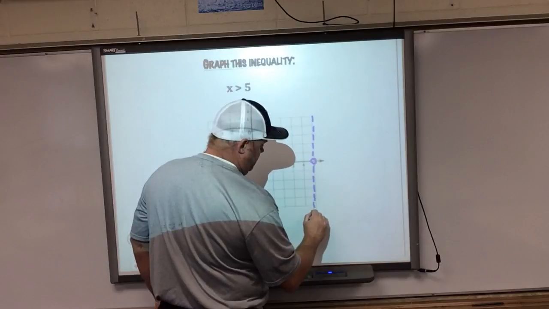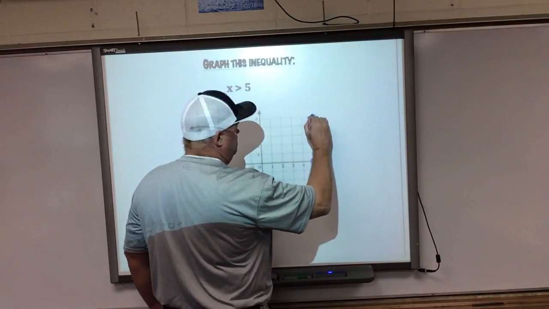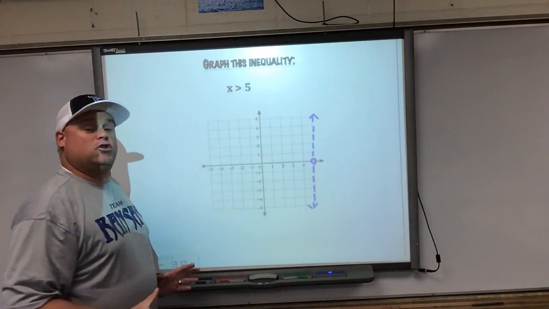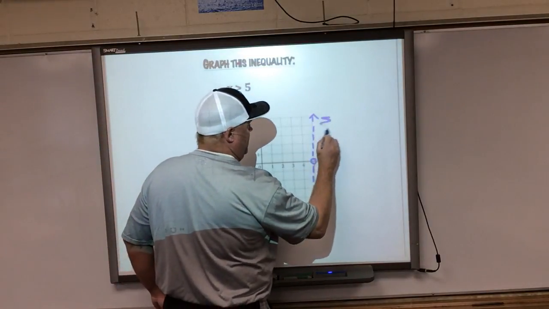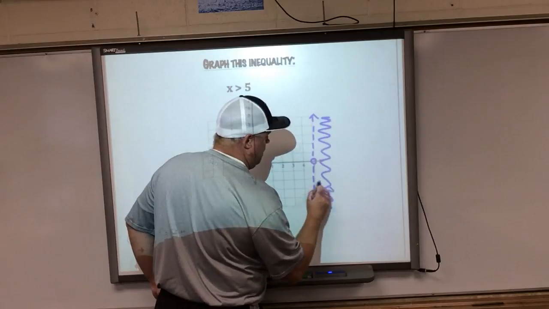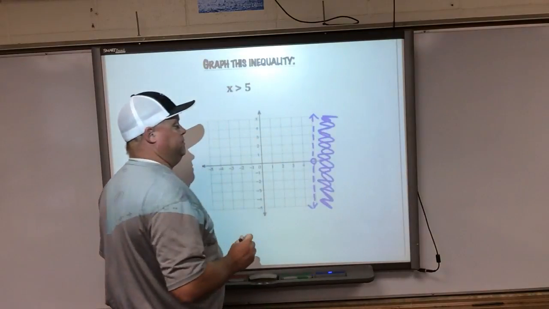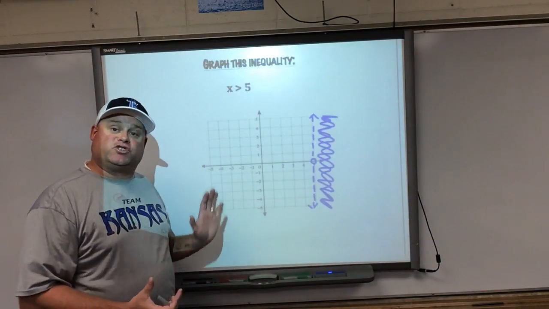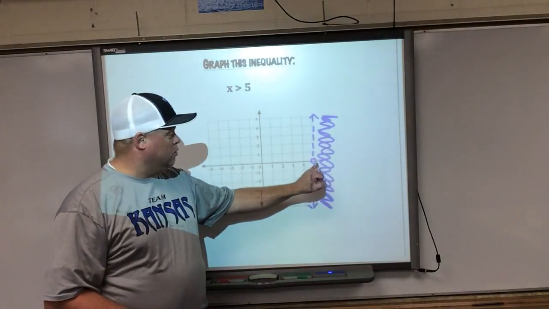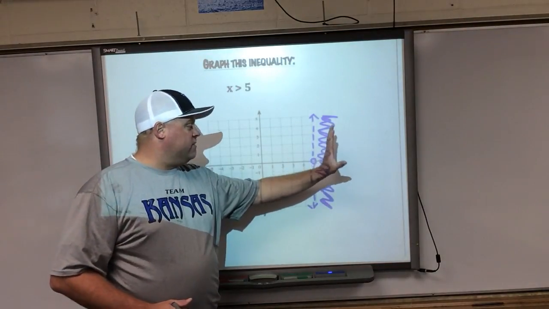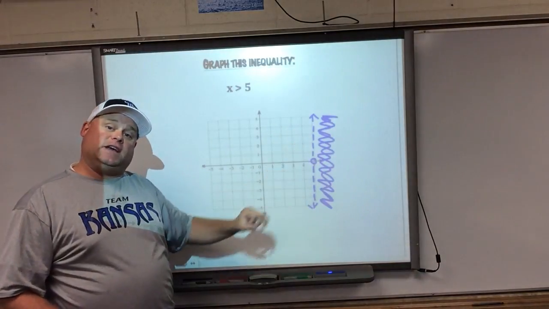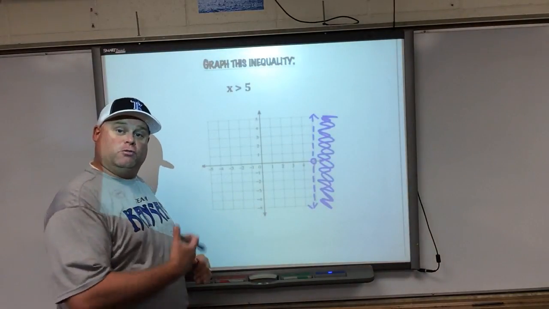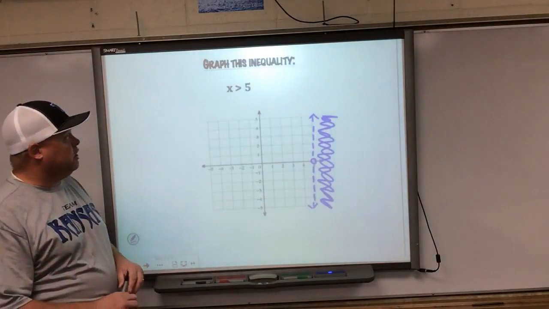I got a dashed line. I can put some arrows on my last two dashes. And I want to be greater than that, so I want to be above the line. So I would shade out here. That would be above the line. And that makes sense because what's greater than 5? Well, 6. 5 is here, and 6 is greater than 5. So that should give you the idea of why I'm shading to the right of the line in this case.